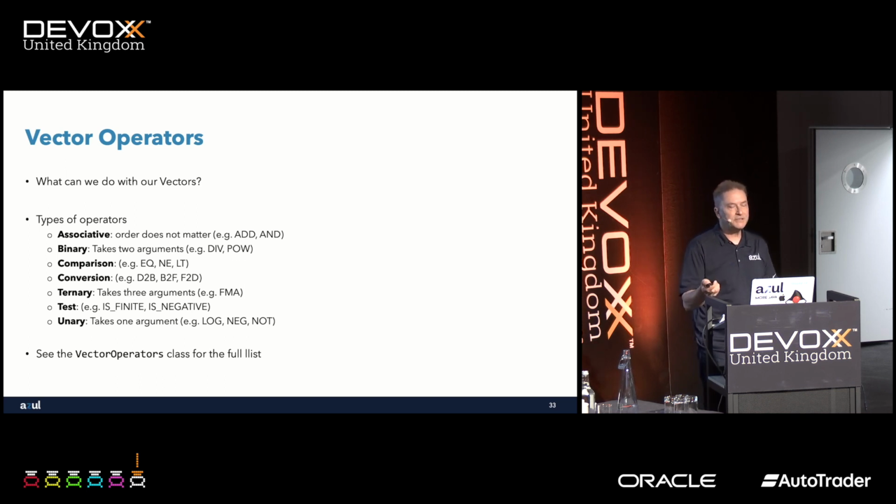There are some ternary operators. Well, there's actually one, I think, which takes 3 arguments, and in this case is what's called FMA, fused multiply and add. It seems that when you do these kinds of vector operations, multiply and add is a very common sequence of things to do. So they have this FMA where you can specify the thing to multiply by and then the thing to add, and it does it all in one go. We also have some tests, like is finite, is negative, and then some unary operators which only need a single value, such as taking the log of something, negating something, or the Boolean not of something.